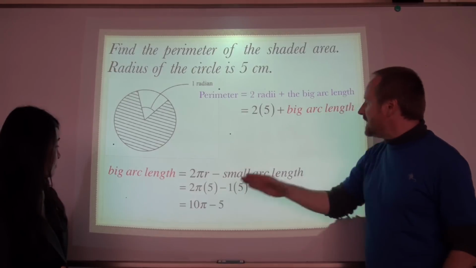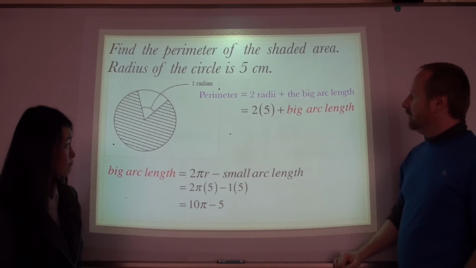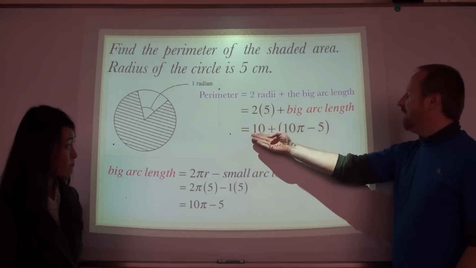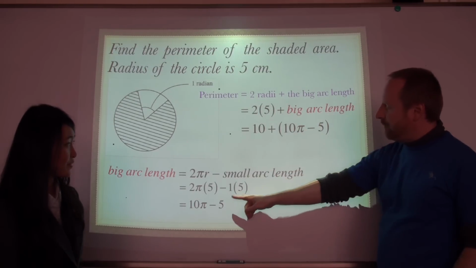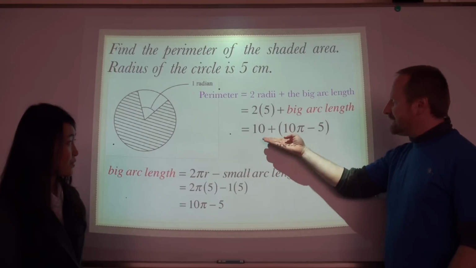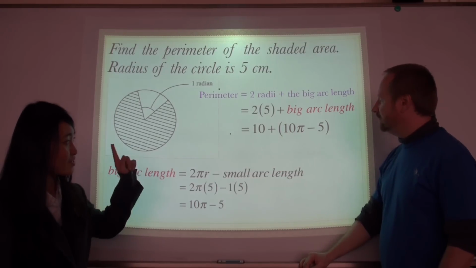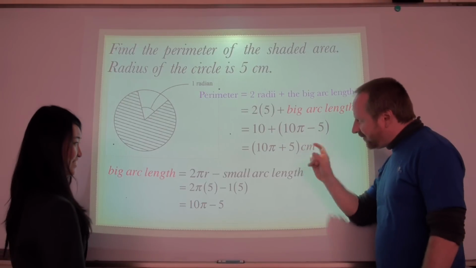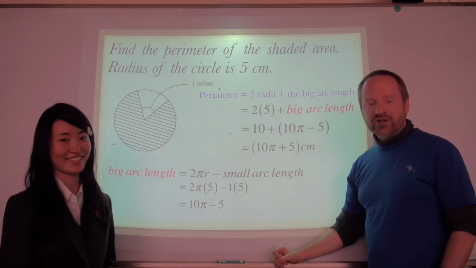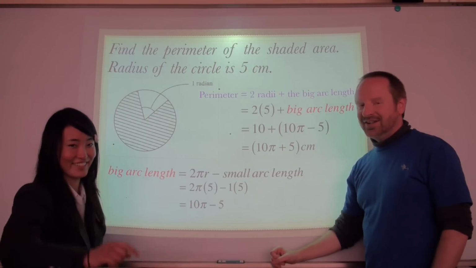And so let's take this and put it up here. And now we have 10 from 2 times 5, and then again the big arc length that we found down here. And what does this simplify to? Oh, it's 10 pi plus 5. Very good. And let's not forget centimeters because we're measuring perimeter. Yeah, don't forget.